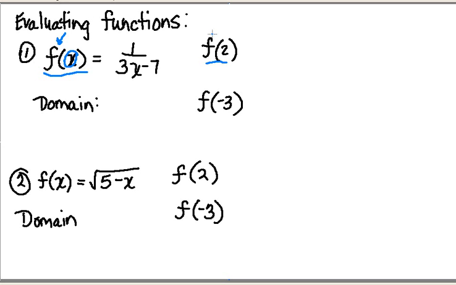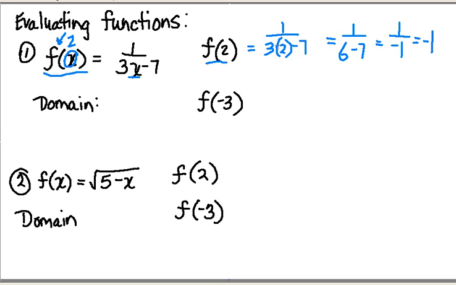What this means is I go to my function, and instead of having an x there I have a 2. Wherever I have an x I'm going to plug in a 2. So to evaluate this function at f of 2, I get 1 over 3 times 2 minus 7. That actually equals 1 over 6 minus 7, equals 1 over negative 1, which equals negative 1. So my answer is f of 2 equals negative 1.